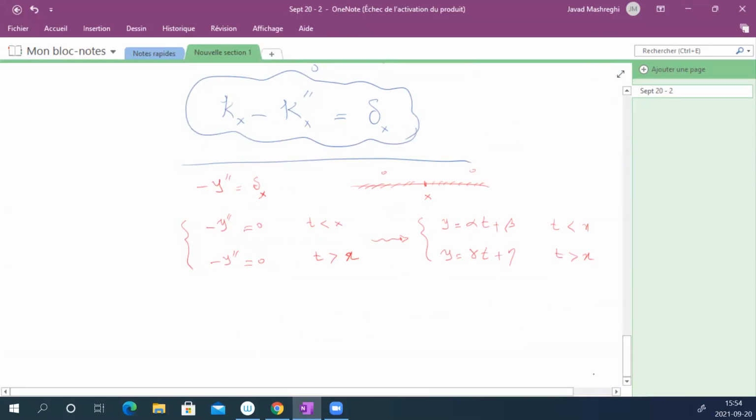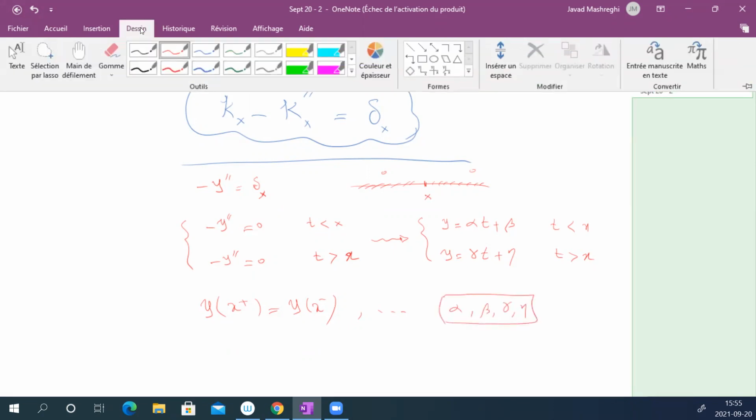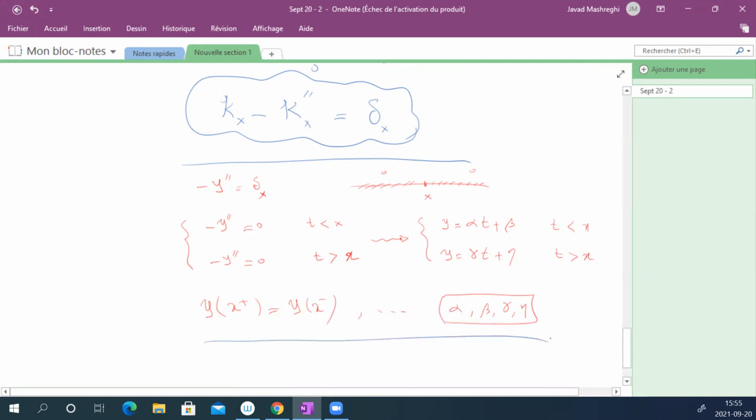What are our conditions? First, we want to be continuous at point t equal to x. In other words, y at point x plus should be y at point x minus. This removes one of the constants. So we ended up with 3 constants. And then we continue and try to fulfill more conditions and obtain all the values of alpha, beta, gamma, and eta at the end of the day. That's a very panoramic view of what we did in the previous case without mentioning such details.